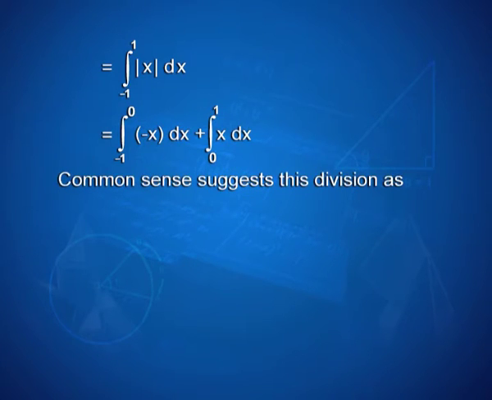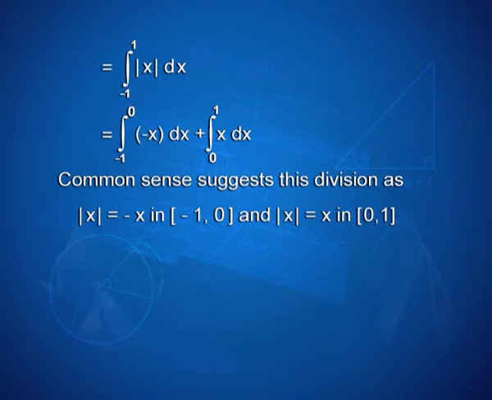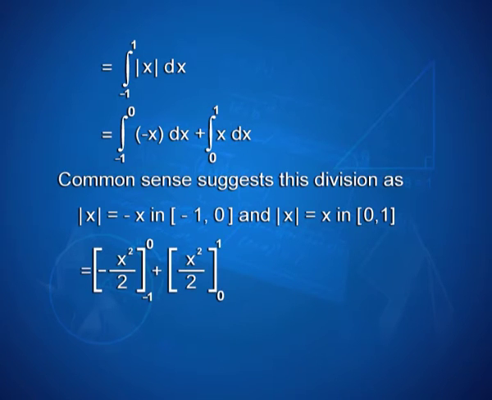Common sense suggests this division as modulus x is equal to minus x in closed interval minus 1 0 and modulus x is equal to x in closed interval 0 1, that is equal to minus x square upon 2 with limits minus 1 and 0 plus x square upon 2 with limits 0 and 1. On applying limits, we get minus 1 upon 2 into 0 minus 1 plus 1 upon 2 into 1 minus 0, that is equal to 1.